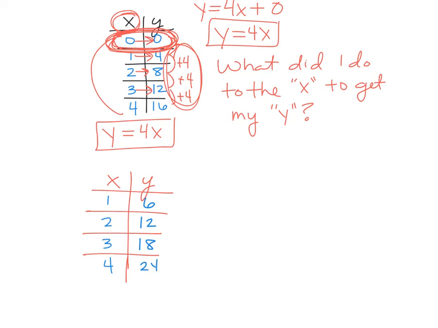Okay, ask yourself the question, what do I do to the x value to get the y value? Multiply by 3? By what? Not by 3. 1 times what gets me 6? 2 times what gets me 6? Right?